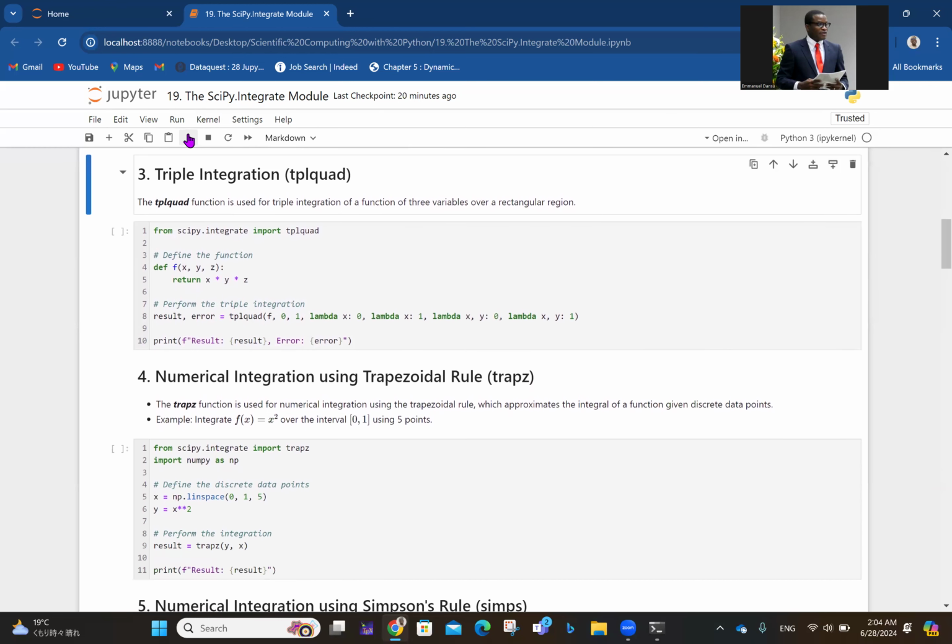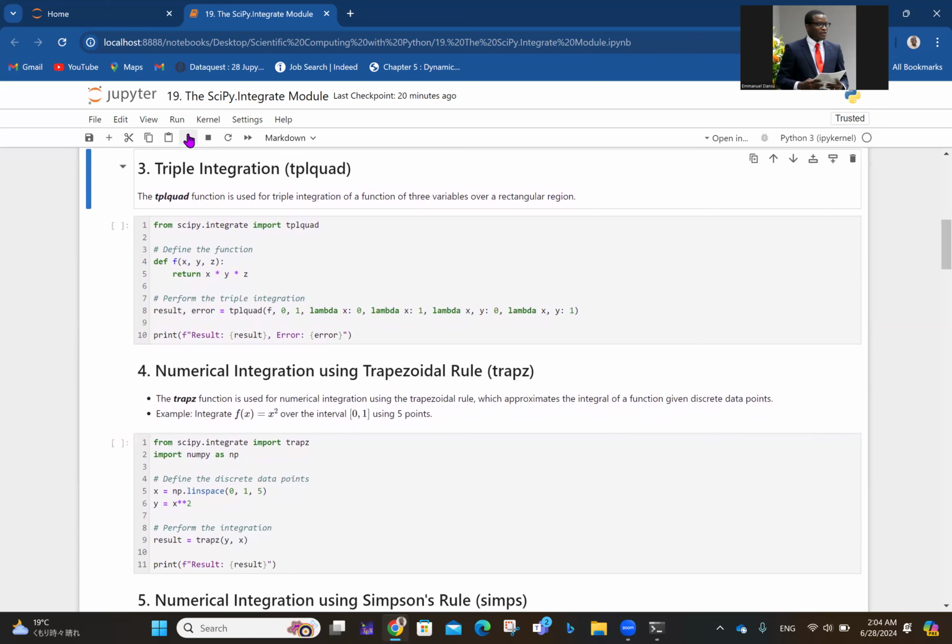Okay, so now we go to triple integration. This kind of thing happens when you're dealing with surfaces and volumes, especially when you're dealing with some kind of vectors, with geometry, the surfaces of the earth and things like that. So the triple integration function is actually tplquad, which is used for triple integration of a function of three variables over a rectangular region. So now we are talking about x, y, and z, right?